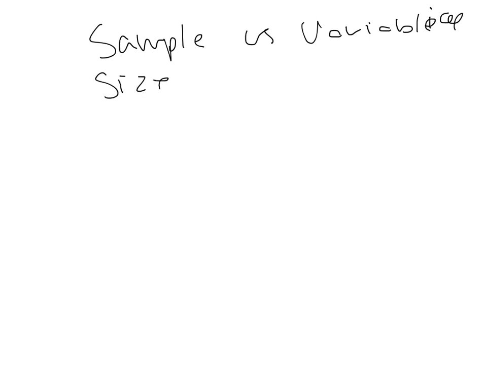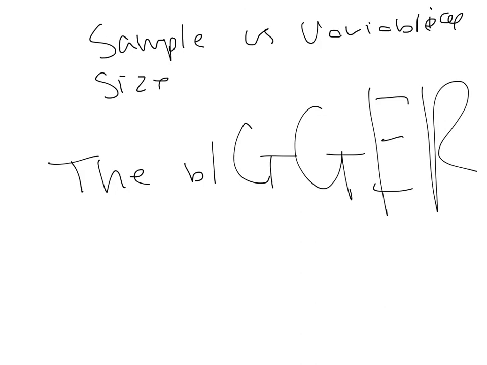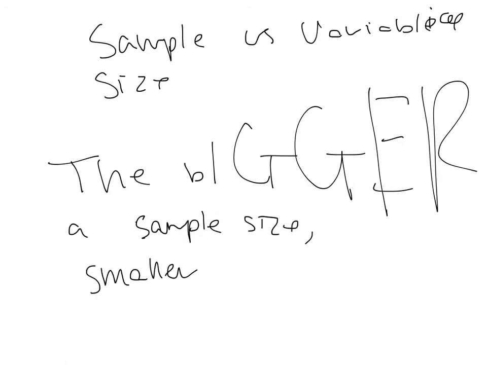Well, the bigger, how cool is that? I like that. The bigger a sample size is, the smaller the variability. Because you're getting more data, more information. You're making fewer assumptions. You're getting more information about something, so it reduces the variability of a sample.